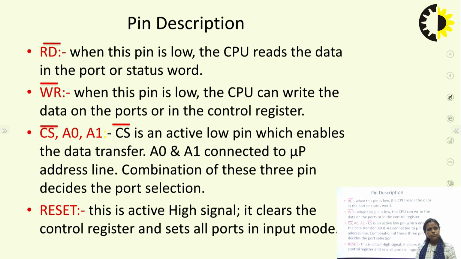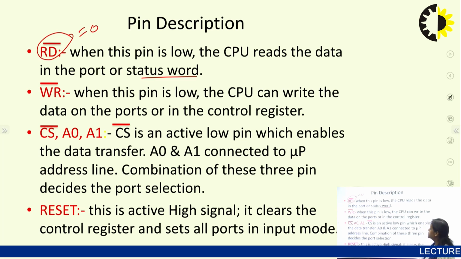Now, coming to the read and write signals. Read: when this pin is low, if the bar is there, it means it is an active low signal, means when you provide 0 here, it will be activated. So, when this pin is low, the CPU reads the data in the port or status word. The next is the write signal. Again, it is an active low signal. So, when this pin is low, the CPU can write the data on the ports or in the control register.